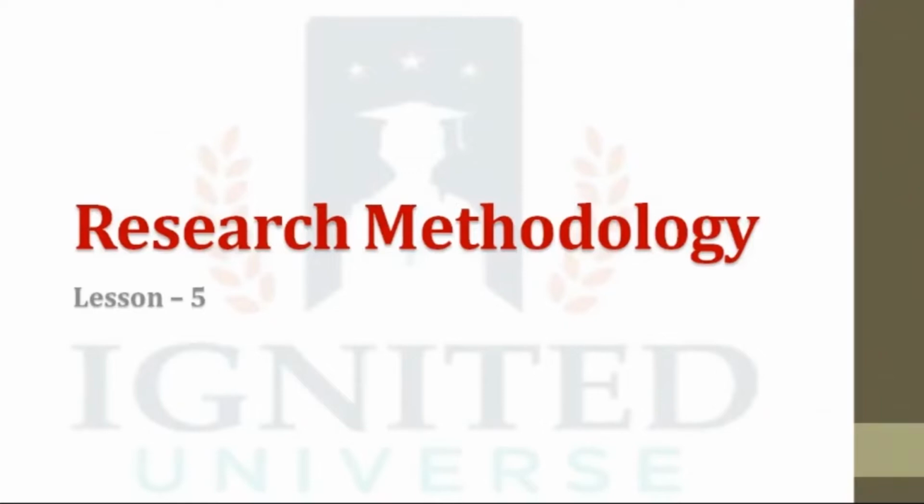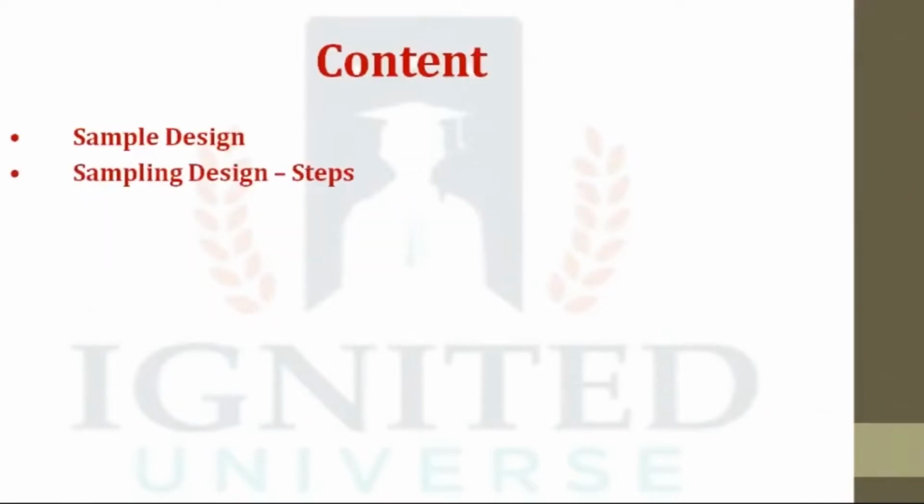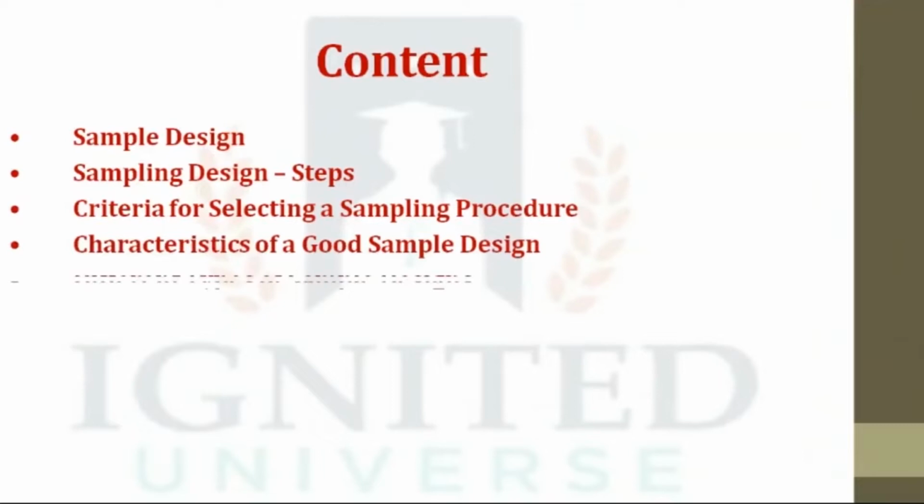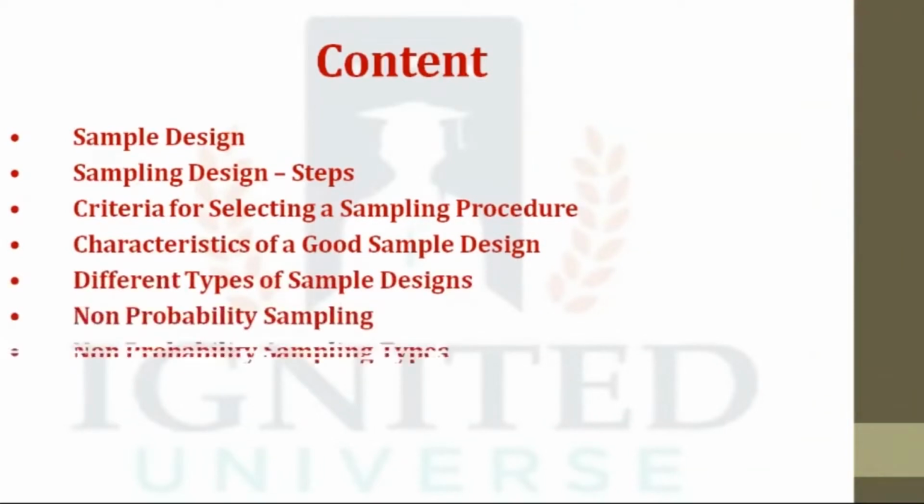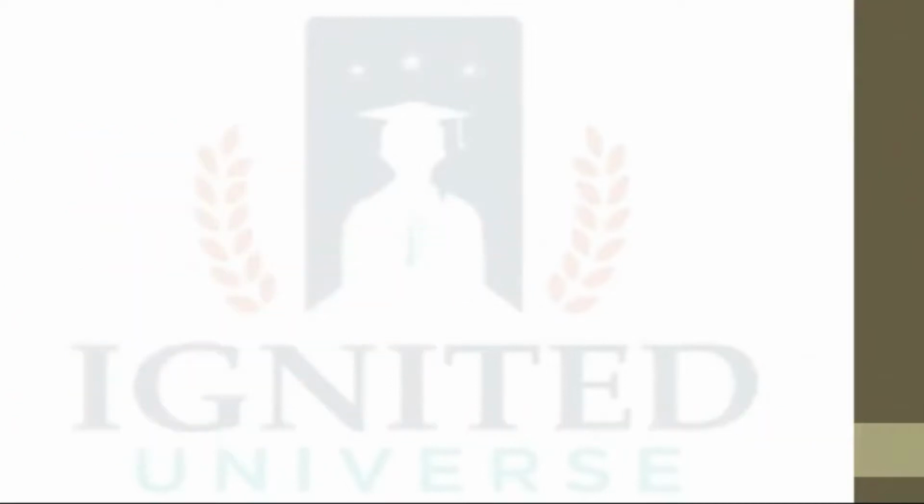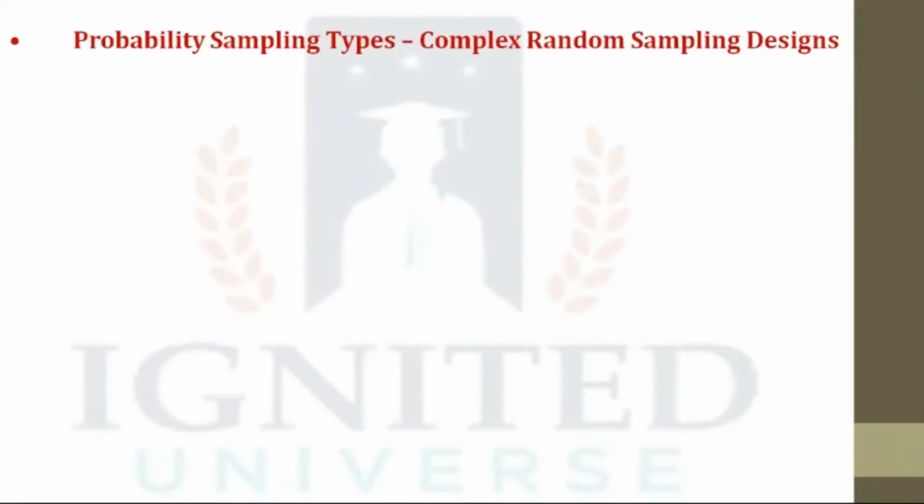So, in this lesson, we will cover the following topics: sample design, sampling design step, criteria for selecting a sampling procedure, characteristics of a good sample design, different types of sample designs, non probability sampling and its types, probability sampling, probability sampling types, simple method of selecting a random sample, probability sampling types, complex random sampling designs, and complex random sampling designs. So, starting with the sample design.